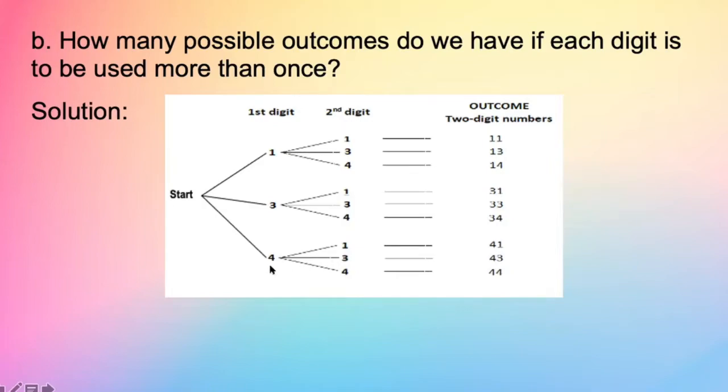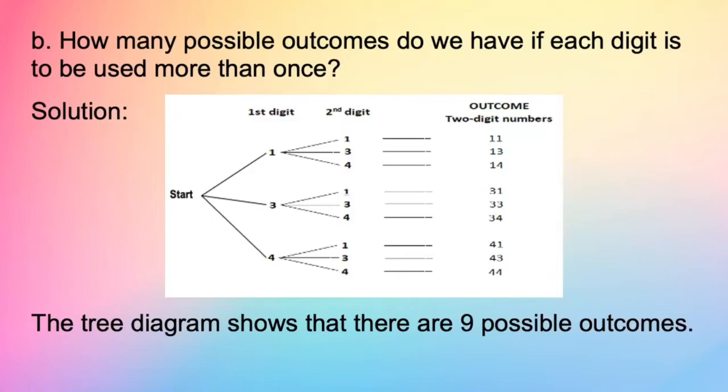If the first digit is 4 and the second digit is 3, then the two-digit number is 43. And if the first digit is 4 and the second digit is 4, then the two-digit number is 44. So, if we are going to form a two-digit number from the digits 1, 3, and 4, there are 9 possible outcomes if each digit is to be used more than once.